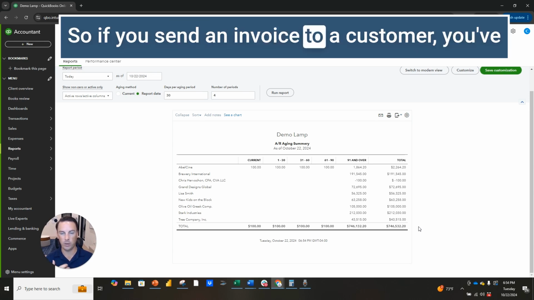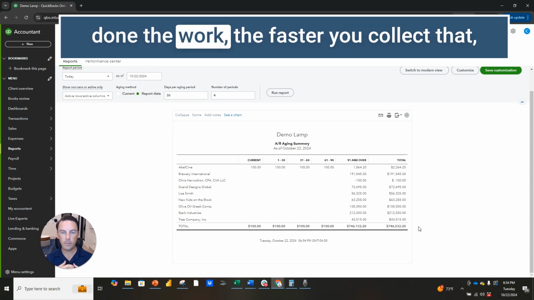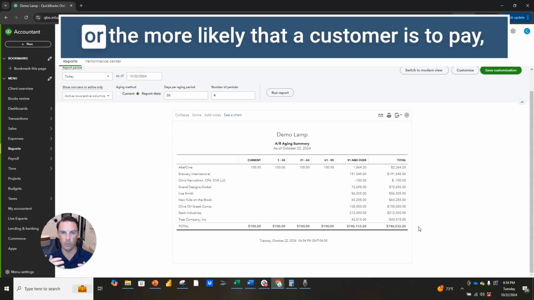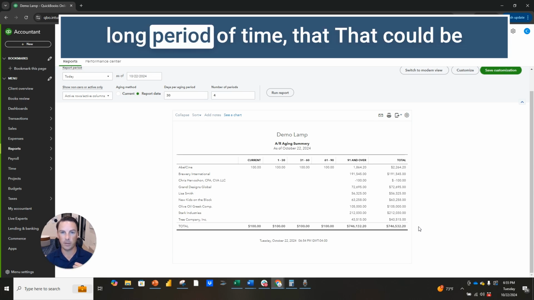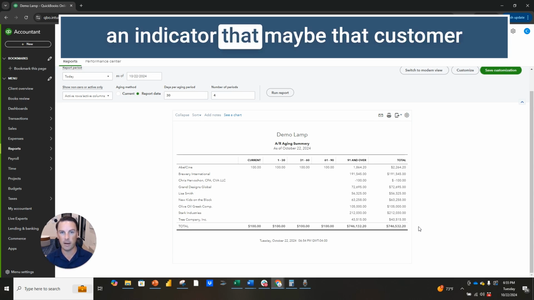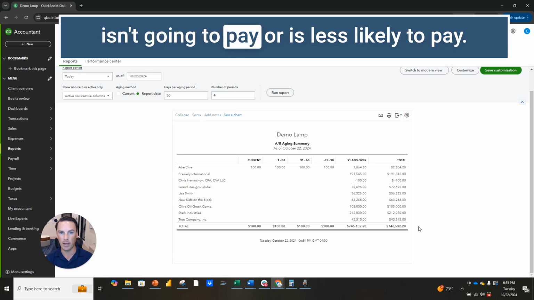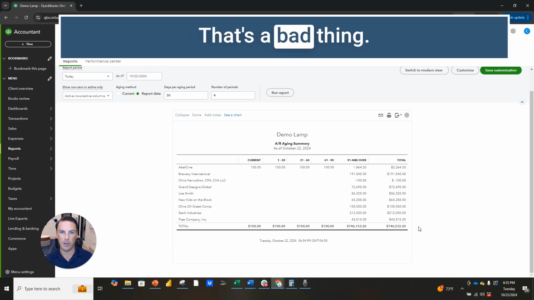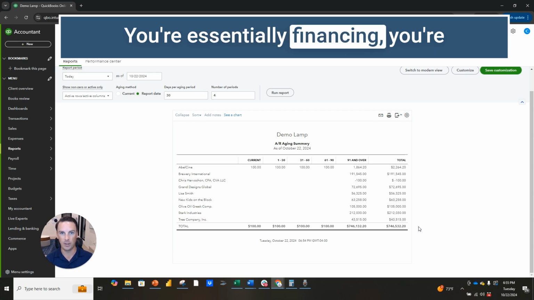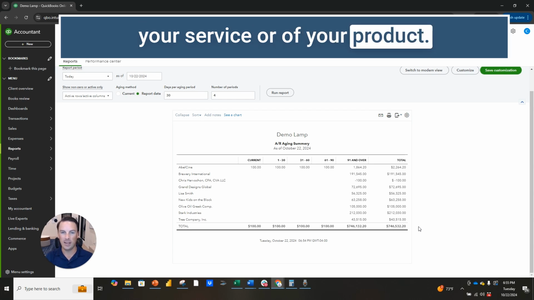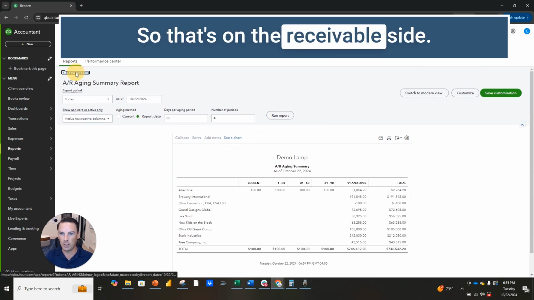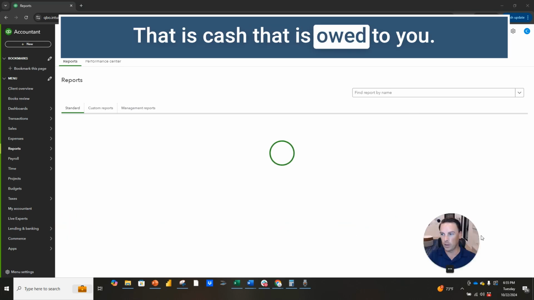So if you send an invoice to a customer, you've done the work. The faster you collect that, or the more likely that a customer is to pay, the faster you're probably going to collect it. Now, if that invoice is hanging out for a long period of time, that could be an indicator that maybe that customer isn't going to pay or is less likely to pay. That's a bad thing. You're essentially financing their purchase of your service or of your product. Not a good thing. So that's on the receivable side. That is cash that is owed to you.